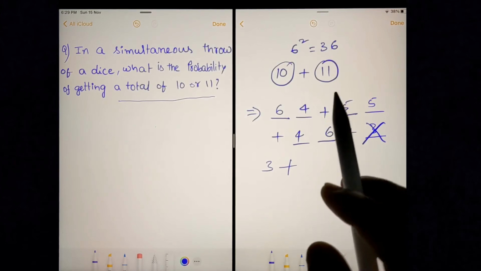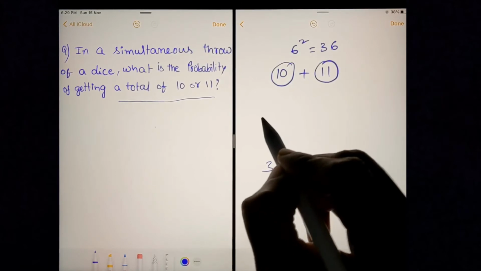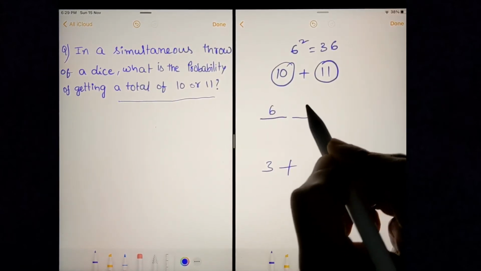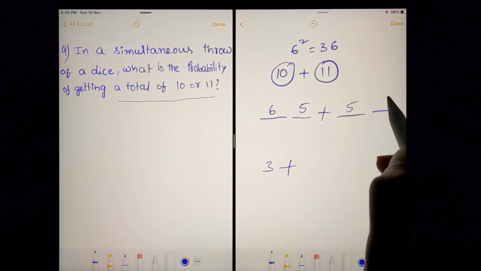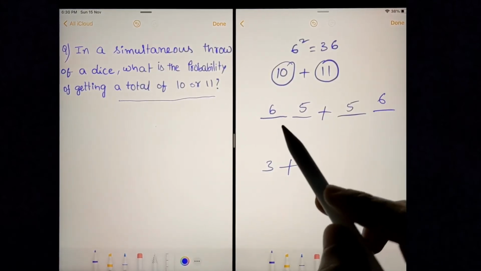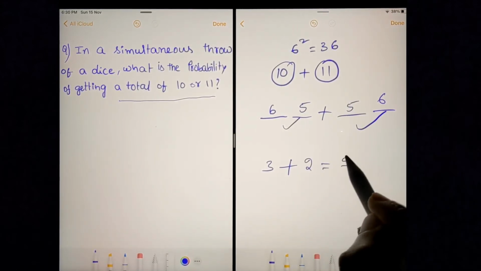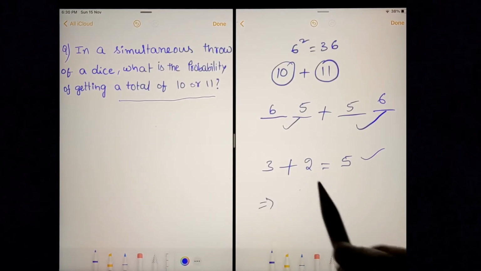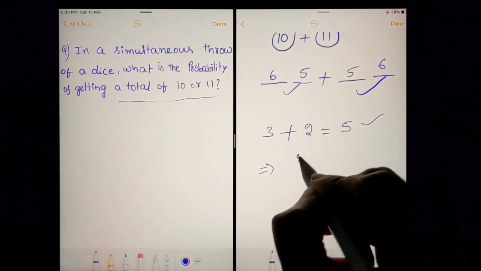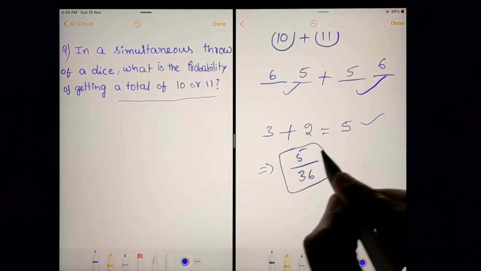And if you want sum 11, let's calculate. Again I will start with 6. Second dice should be 5, or if the first dice is 5, then second dice should be 6. These two are the only possibilities to get 11. Total 5 expected outcomes are there. What is the answer? Expected outcomes, that is 5, by total outcomes, that is 36. 5 by 36 is the answer.